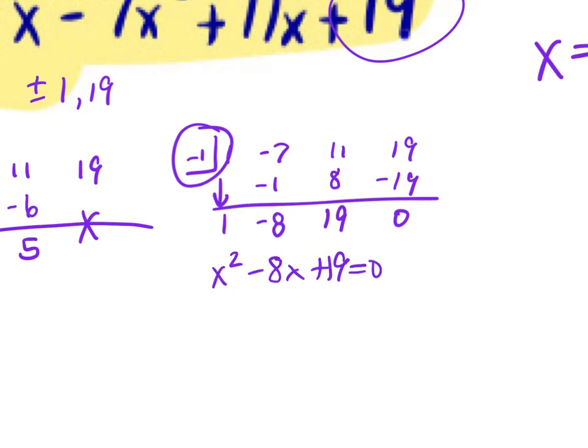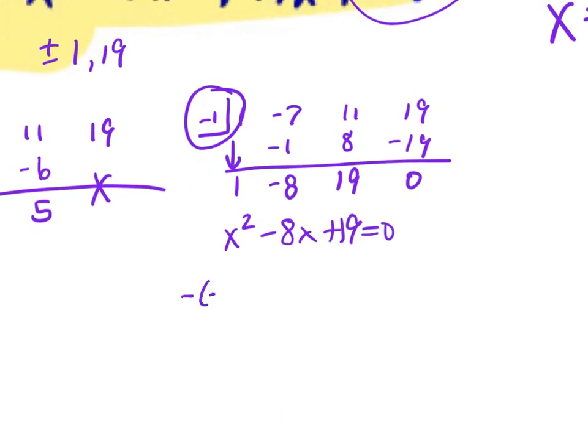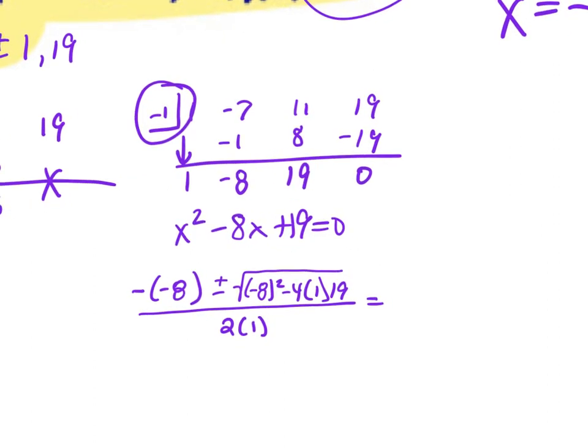We really hope at this point that this would factor, but it doesn't, so that means we're going to have to use our quadratic formula. So I have negative of negative 8, because negative 8 is my b term, plus or minus the square root of negative 8 squared minus 4 times a is 1, c is 19, all over 2 times 1. At this point, please check to make sure that you have all of your numbers in the right spot and your signs are correct, because if not, the rest of your problem is going to get messed up. So now as we evaluate and simplify, negative negative 8 gives me 8, plus or minus the square root of 64 minus 76, all over 2.